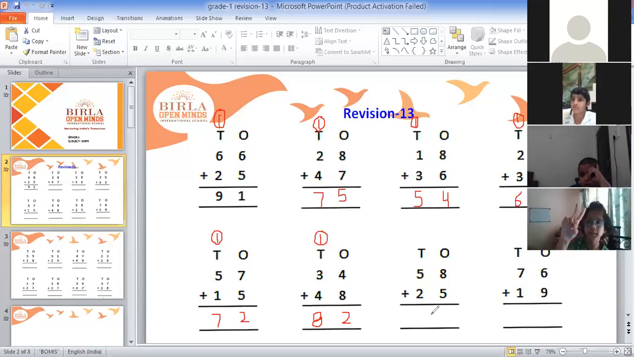9, 10, 11, 12, 13. 8 plus 5 is 13. So we will write 3 in ones place, and 1 will go as carry over in tens place.